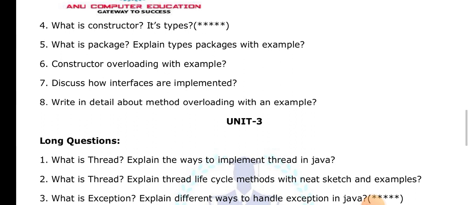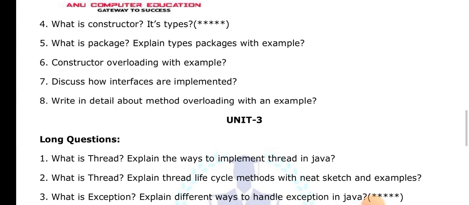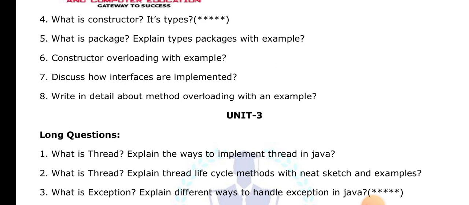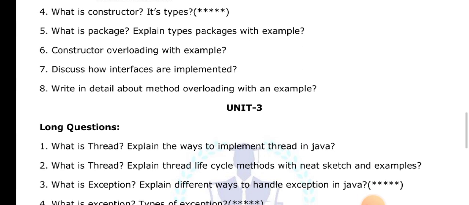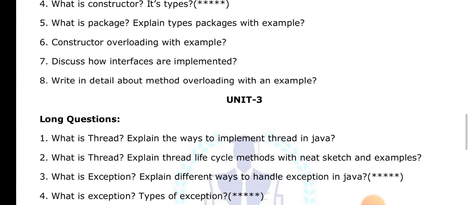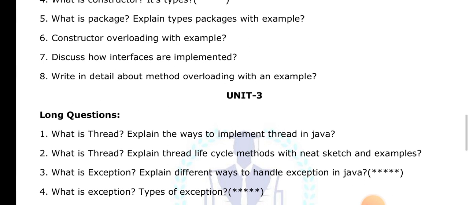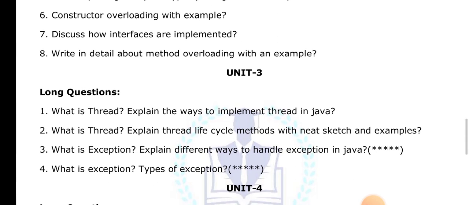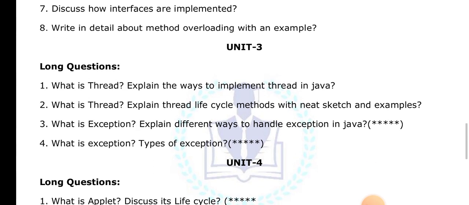So when it comes to unit number 3, what is a thread? Explain the ways of implementing threads in Java, and thread life cycle methods with examples, and what is an exception, and different ways of handling exceptions with the help of try, catch, throws. Next, exception and types of exceptions, checked exceptions and unchecked exceptions. So these are all very important questions from unit number 3.